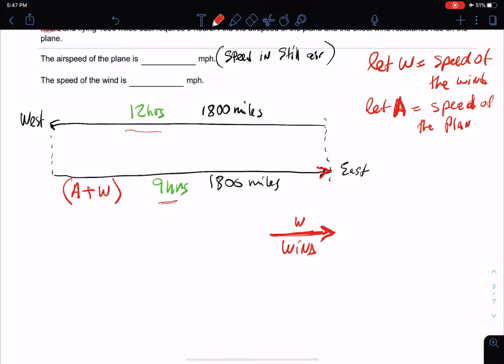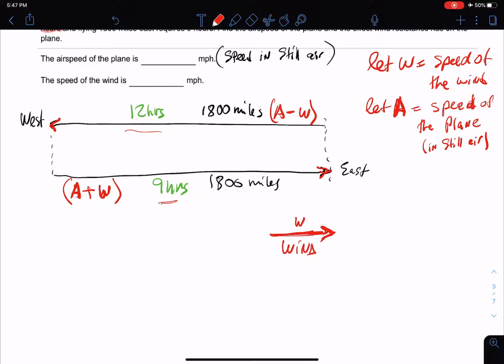Got to be careful because the actual plane has two things going on. It's the speed of the plane in still air, where the wind is not helping or hurting it. So that's the actual speed. When we're going with the wind, it's the airplane speed in still air plus the wind speed, which gives its overall speed. When we're going the opposite direction, the wind is hurting us, so it's going to be the airplane speed minus the wind speed. Take away the wind speed.